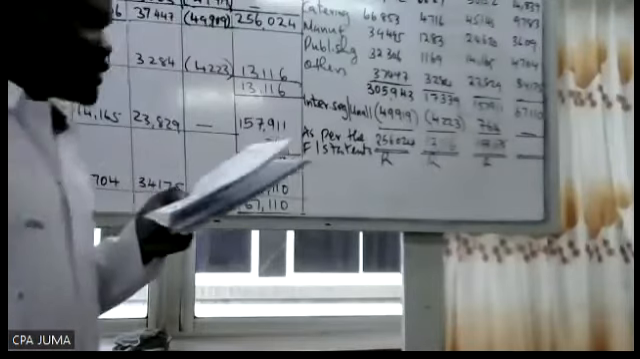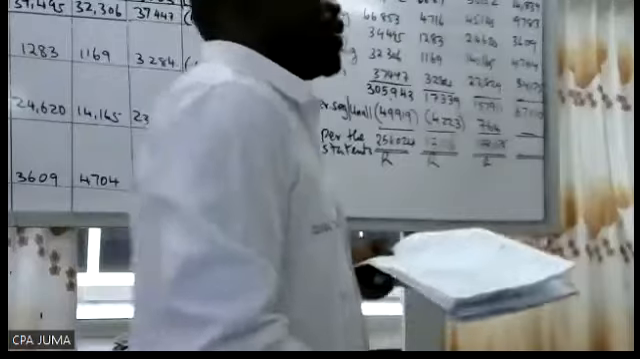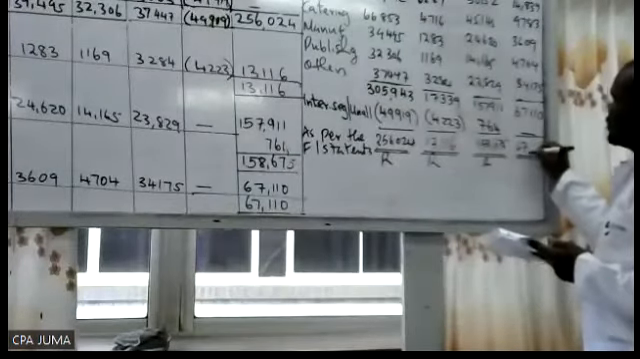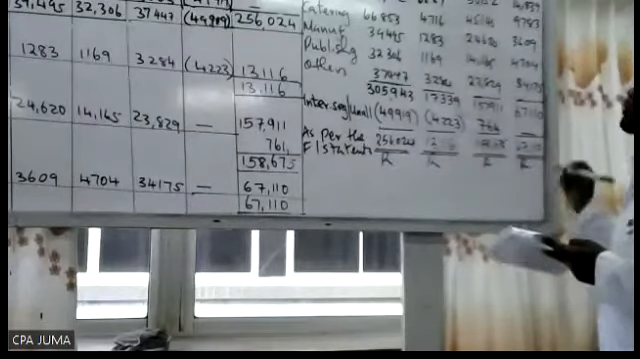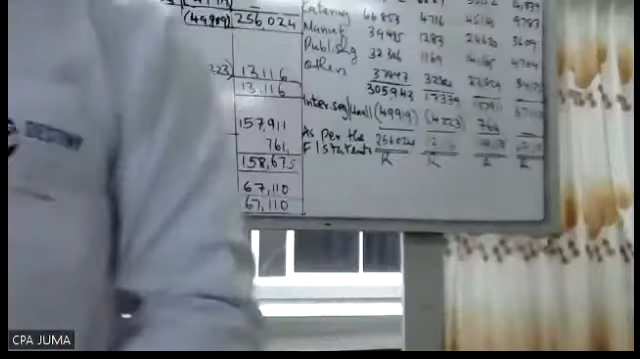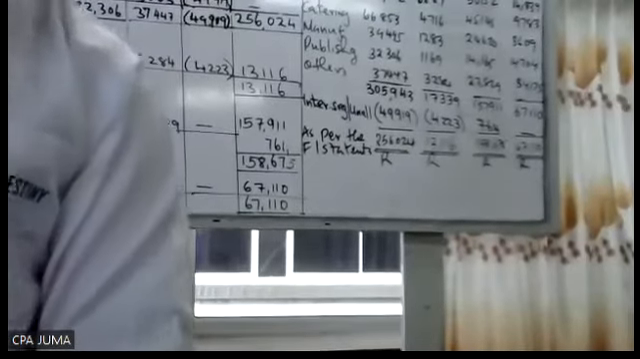So take 158,675 minus equity. Because how? We are getting 67,110. Even that one is in order. So whenever they have given you those consolidated statements, reconciliation is always very vital. Let's proceed.